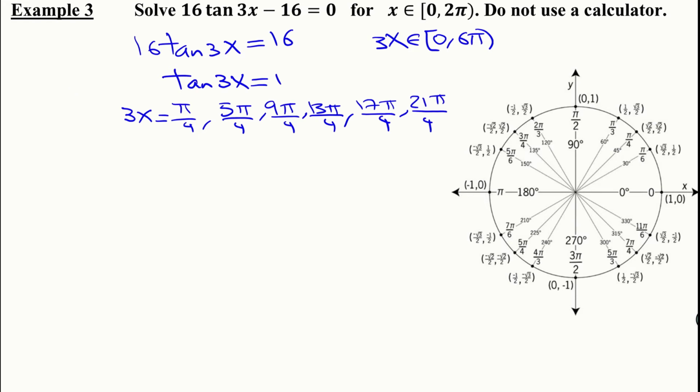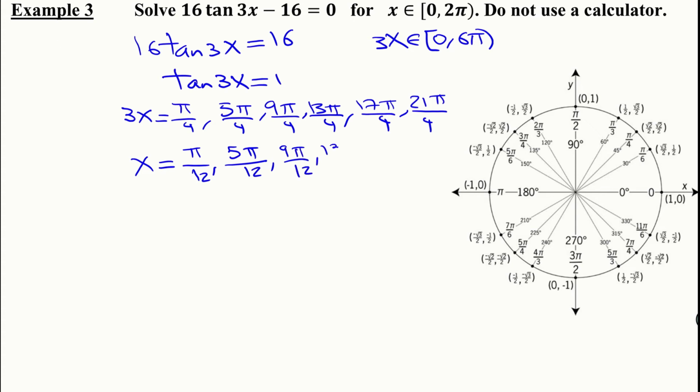Just multiply the left side by 1/3 to get x, and each of these by 1/3. Remember, these are basically 1, 2, 3, 4, 5, 6 different equations that we're writing in compact form. So x can be, now remember, we're going to multiply each of these by 1/3. So pi over 12, 5 pi over 12. The next one will be 9 pi over 12.